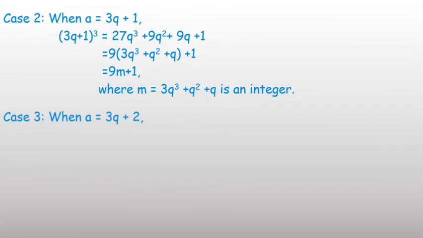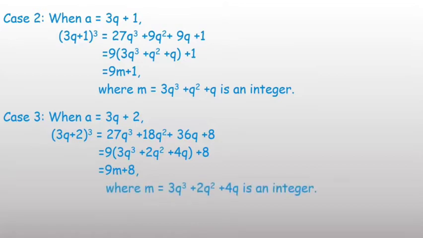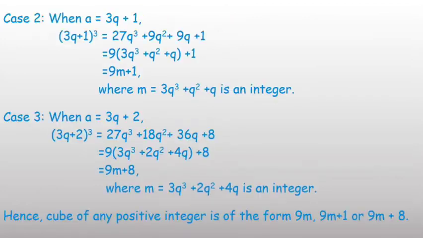And third case is 3q plus 2, and cube of 3q plus 2 using formula a plus b whole cube, you will get in the form of 9m plus 8, where m equal to 3q cube plus 2q square plus 4q, which is an integer. Therefore, we can write cube of any positive integer is in the form of 9m or 9m plus 1 or 9m plus 8.